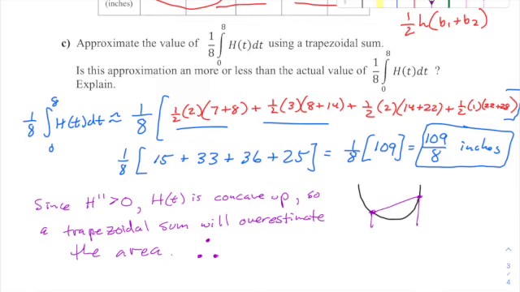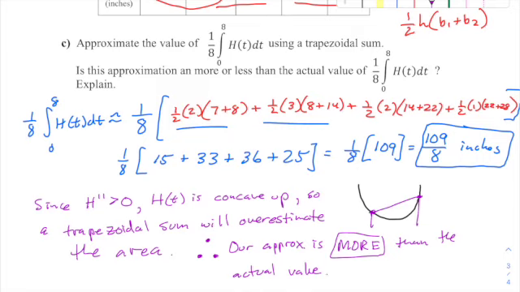So I always like to just make sure it's absolutely clear. Therefore, our approximation is more. Now, if it's a yes or no question, say yes or no. If it's more or less, say more or less. Is more than the actual value.